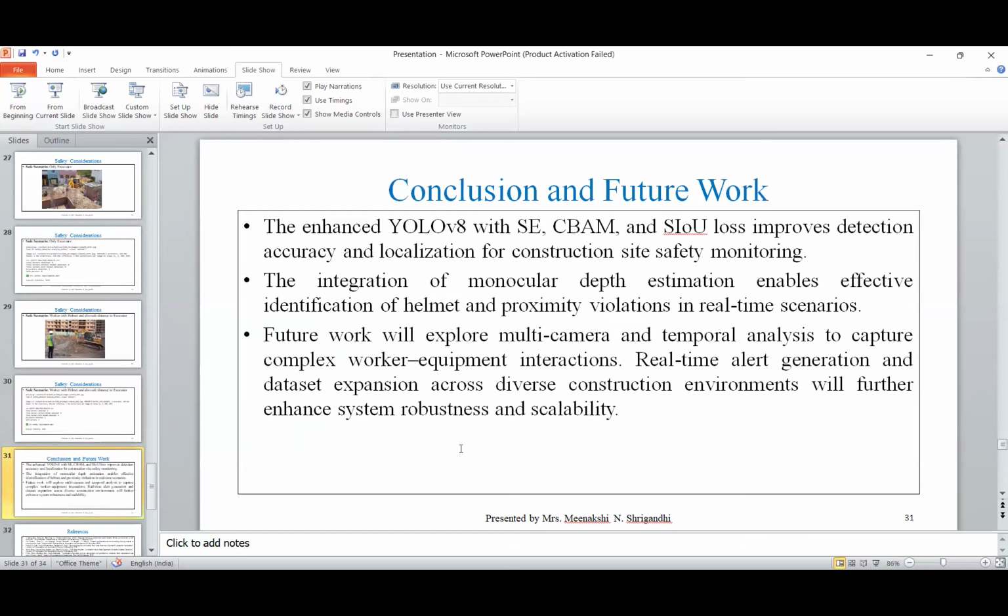So the conclusion and future work: the enhanced YOLOv8 with SC, CBAM and SIoU loss improves the accuracy and localization for construction site safety monitoring. The integration of monocular depth estimation enables identification of helmet and proximity violations in real-time scenarios. Future work will explore multi-camera and temporal analysis for complex worker-equipment interaction.